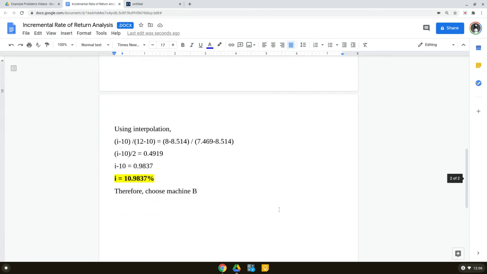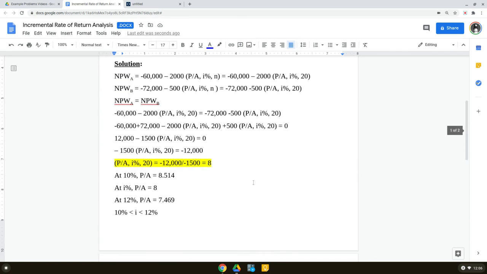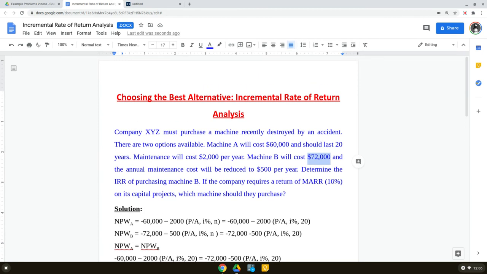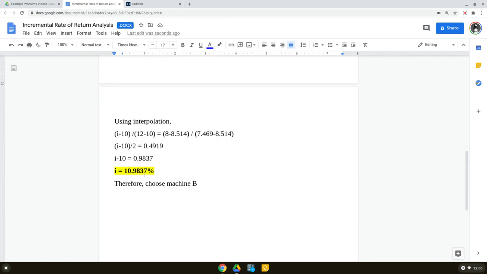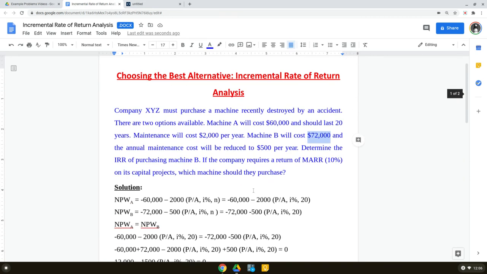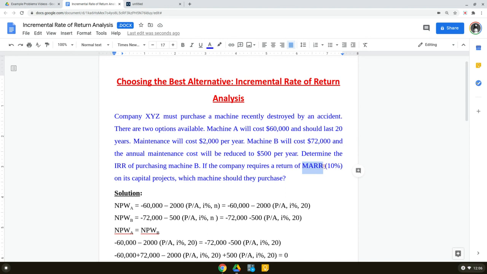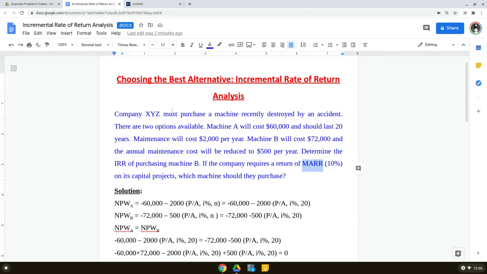We choose machine B. In case your I is less than MARR, the minimum attractive rate of return of 10%, say for example your answer was 9 point something, right? If your incremental rate of return is less than the MARR, then you should go with the lower initial cost alternative. In that case, you should have gone with machine A. So that's how you can make that decision. That's how you can choose the better alternative.